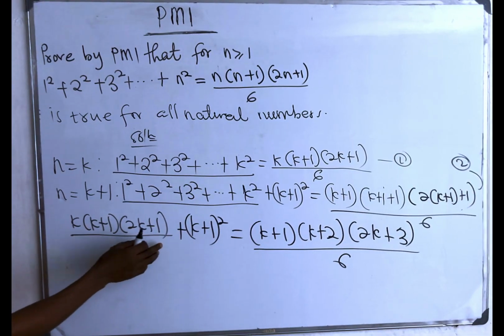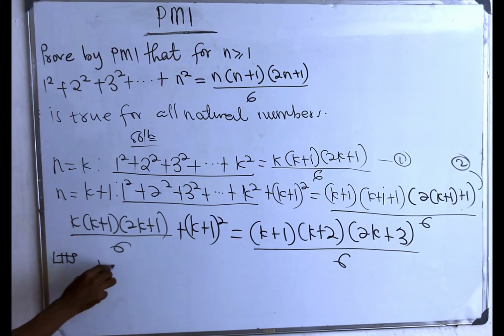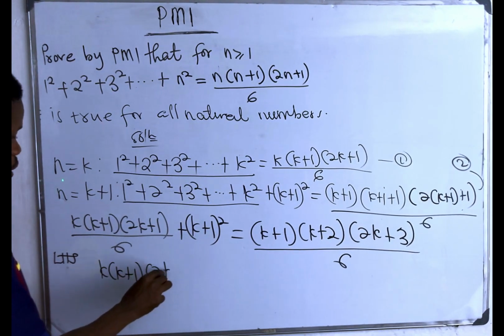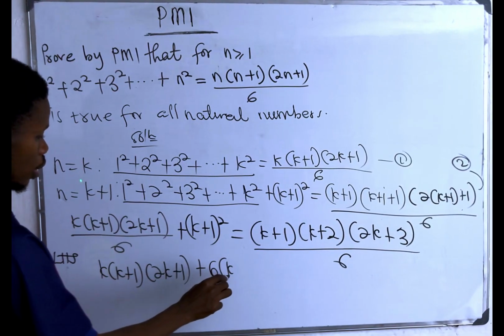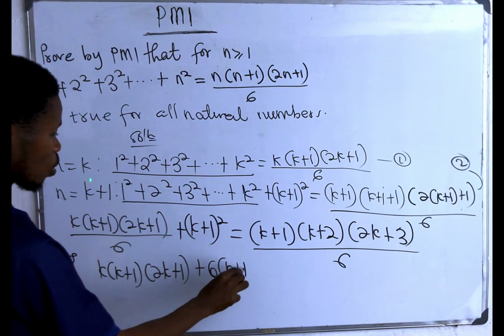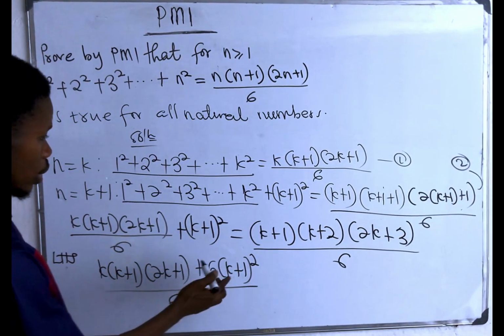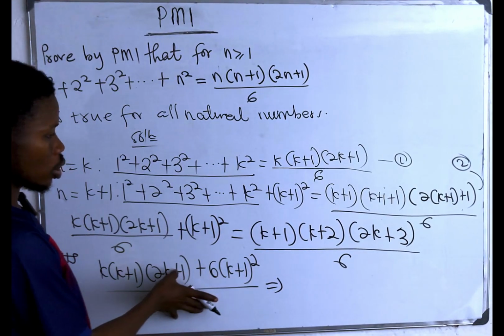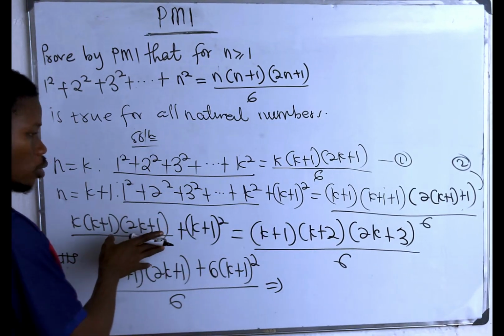First, I find the LCM of this. So I'm doing the left hand side. If I find the LCM, remember I'm going to have k(k + 1)(2k + 1) plus 6(k + 1) squared, all divided by 6, right? Let me do it here. So I'm continuing this. I'm just proving this to see if it will be equal to that. You can also prove this to see if it will be like this.